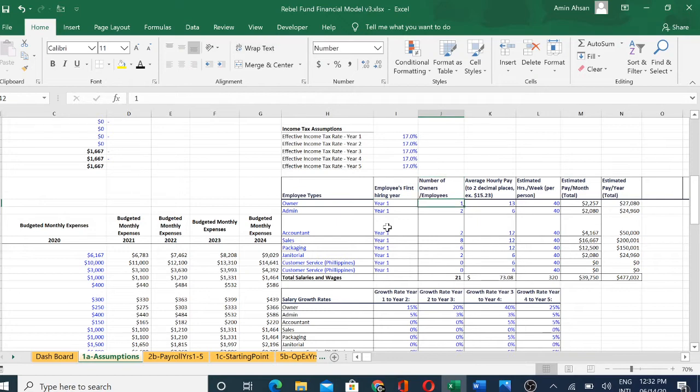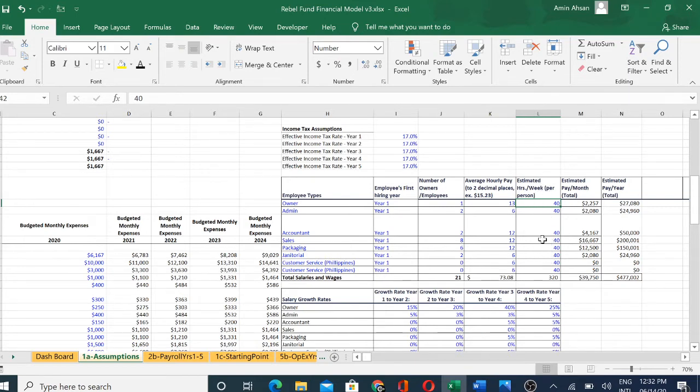These are the number of employees, you can change as per your will. So number of owners is 1, admin 2, accountants 2, salespersons are 8. These are the hourly salaries. You can change if you want to increase or decrease the salaries in year 1. So these are estimated working hours of all.